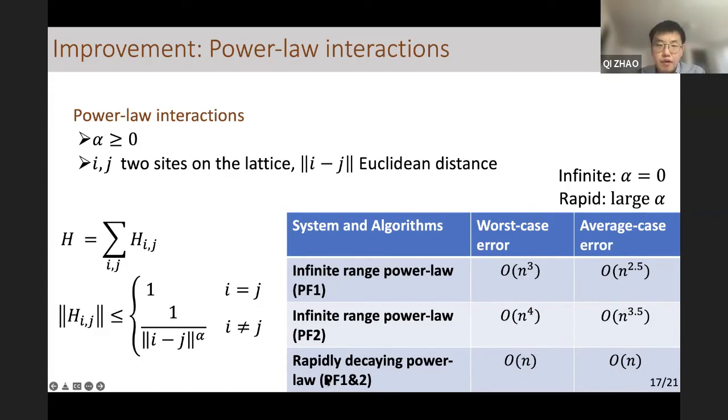But in the other type, the rapidly decaying power law interaction with a very large alpha, in this case the asymptotic scaling for the error compared to the worst case shows no error reduction. They're the same. They're both O(n).